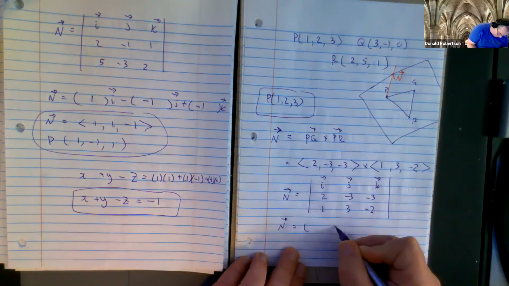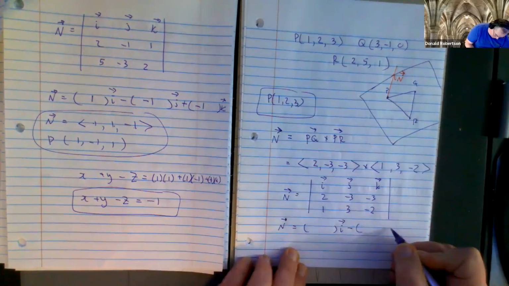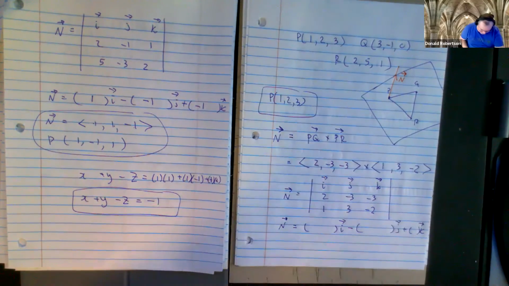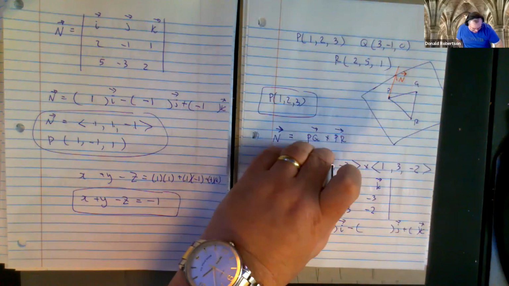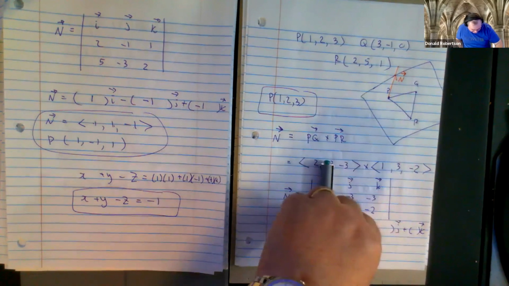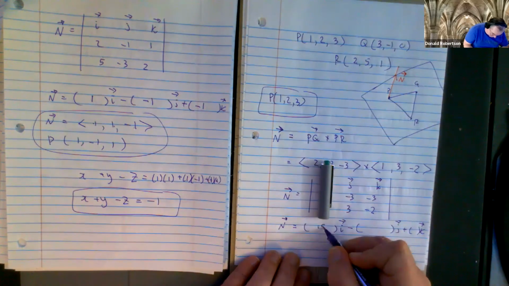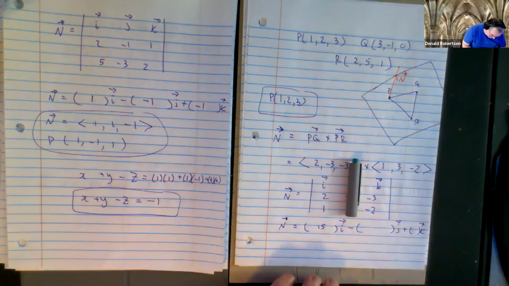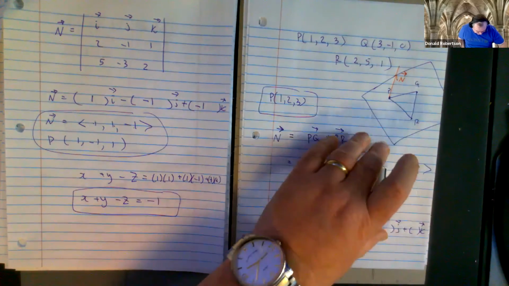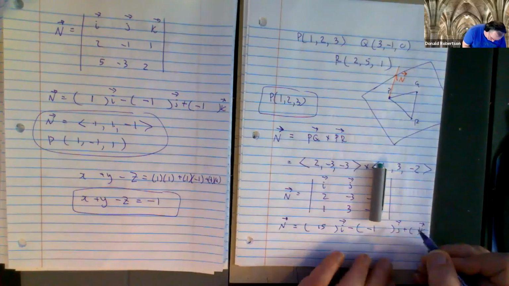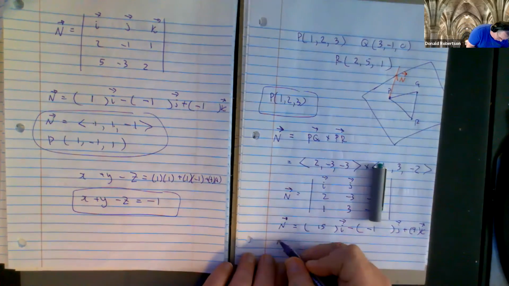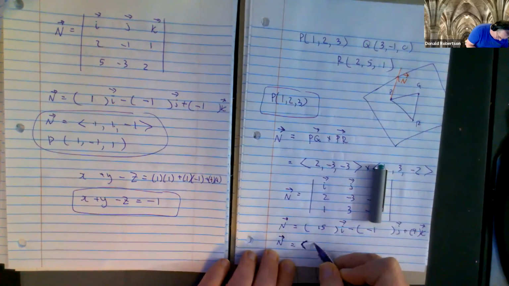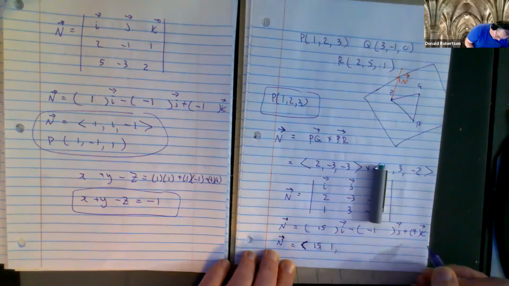So it's going to be so many i's, take away so many j's, plus so many k's. Okay, that's 6. Take away -9 is 15. That is -4. Take away -3 is add 3, so it's -1. And this is 6. Take away -3, which I believe is 9. So my normal vector is 15, 1, and 9.